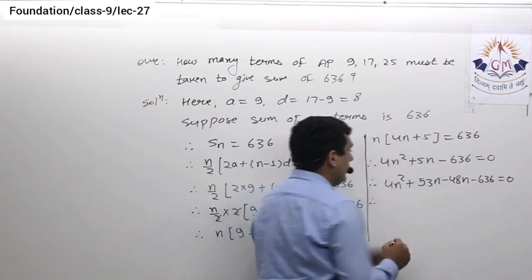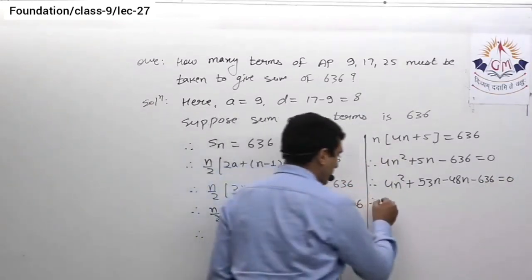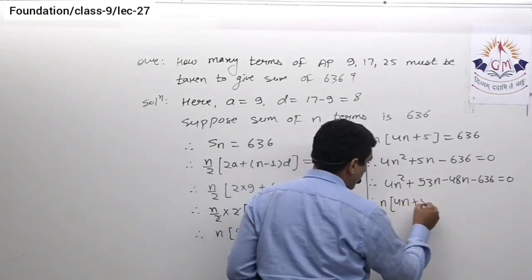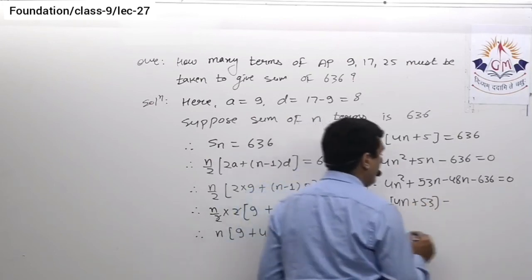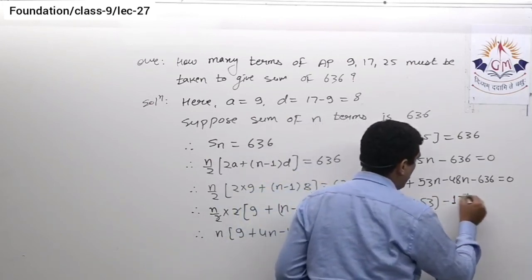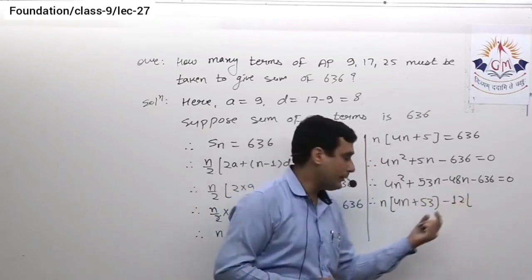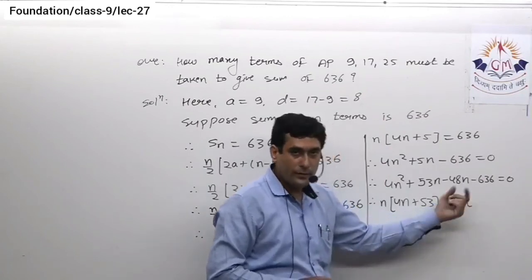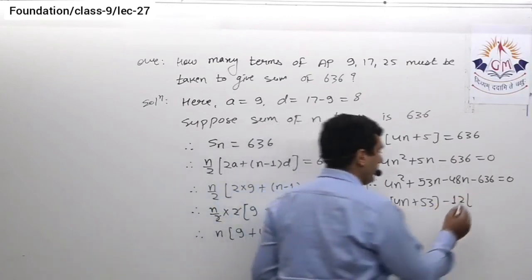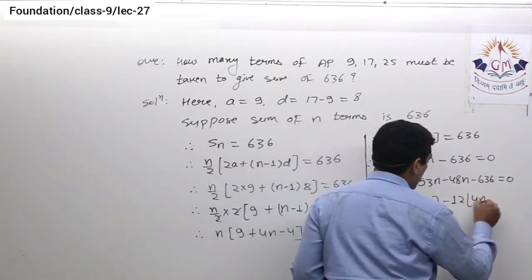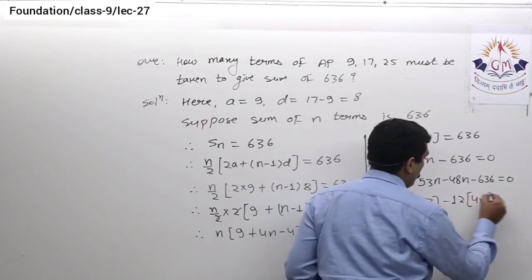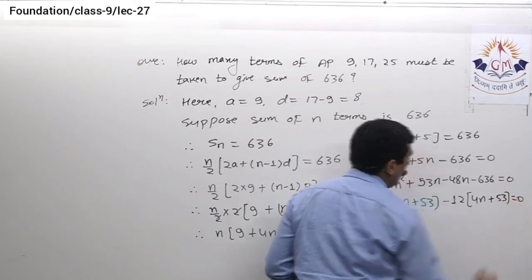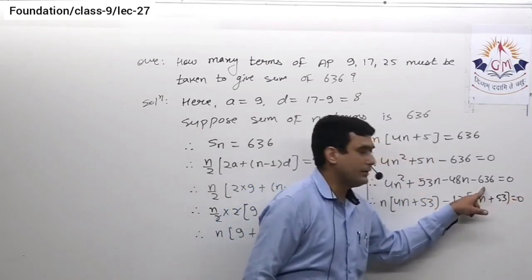Now from these two I can take common n, only n. So if I take n common, what I will get? 4n plus 53. From here I can take minus 12 common. I don't know what common I should take, but what I know is that in the bracket definitely there should be 4n, and to get 4 over here definitely I have to take 12 common. So here it is 4n, 12 4s are 48, and here definitely you should get 53 is equal to 0. Now you can recheck whether 12 into 53 is 636 or not.